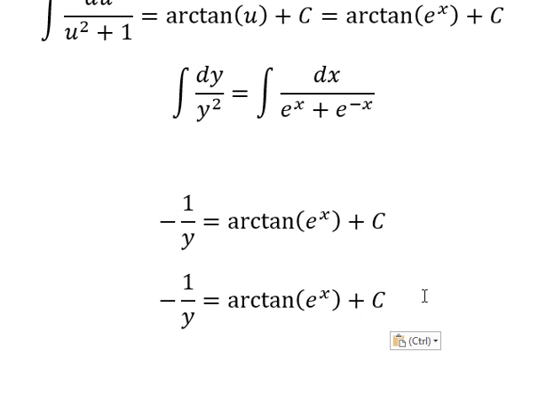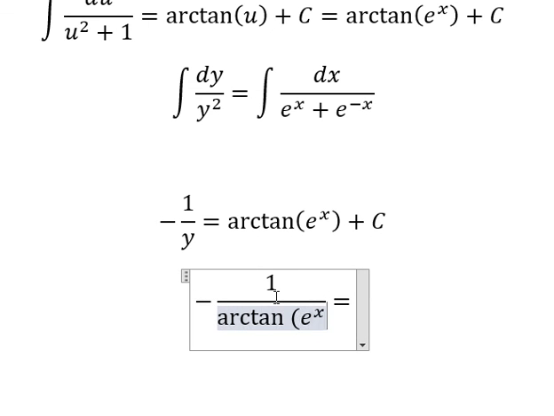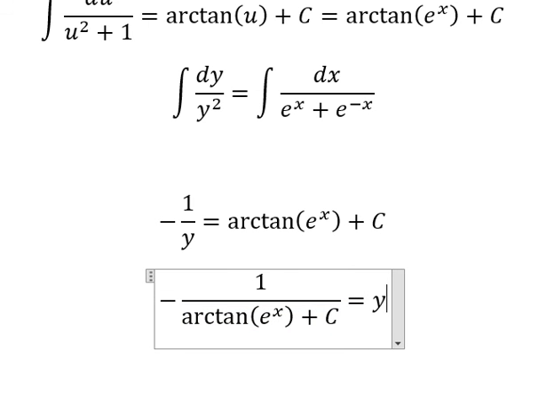So, I will put this one to the left while we put this on the right. And this is the final answer.